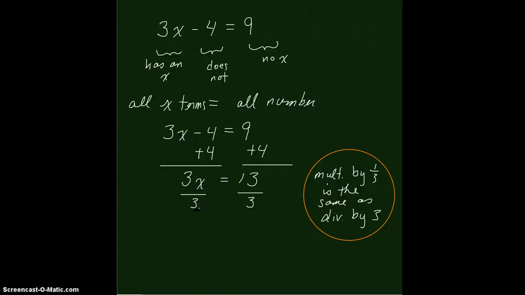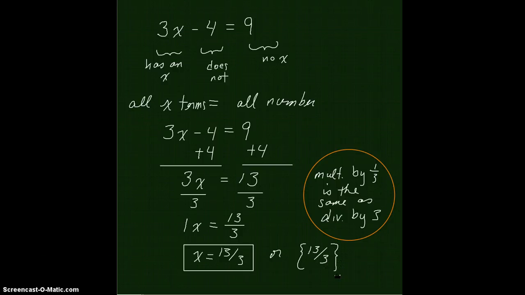Alright, so 3 divided by 3 gives me 1. So I'm left with 1x on the left-hand side. And 13 divided by 3, I would just leave it as an improper fraction. You could say it was 4 1/3, but 13 over 3 is fine. Normally I don't keep the 1 in there. I would just simply say x is equal to 13 over 3, and I would say that is my solution. If I wanted it in set notation, I could say that the solution set to this equation is 13 over 3.